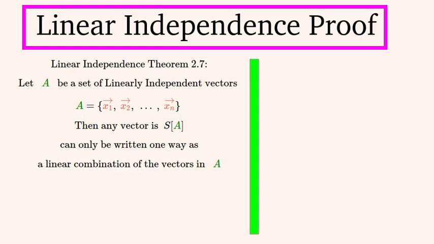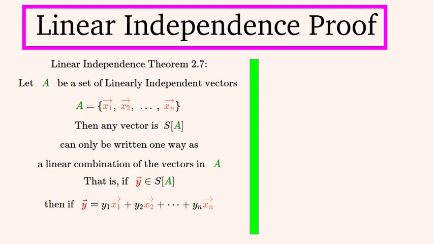In this video we'll be proving this theorem, that if A is a set of vectors that are linearly independent, then any vector in the span of A can only be written one way as a linear combination of the vectors in A. So I'll describe the statement of this proof more clearly, supposing that we have a vector y that's in the span of A.